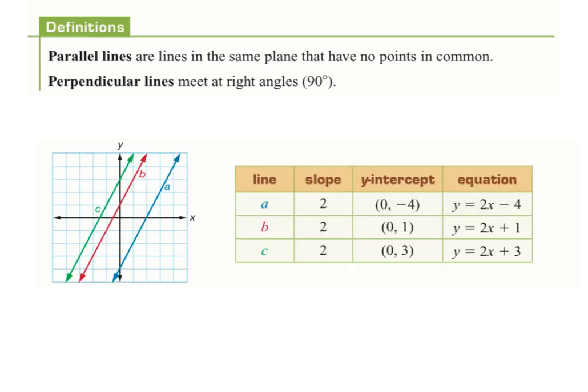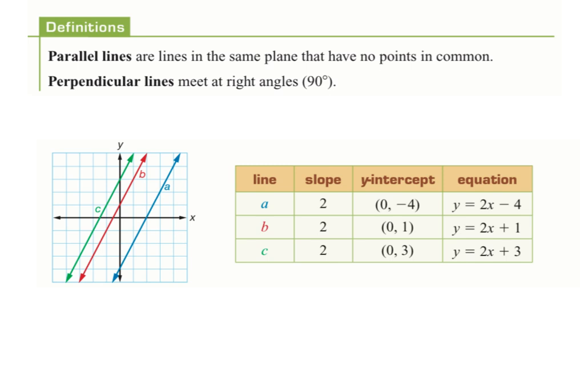All right? And so they've given us some parallel lines. A, B, and C are all parallel. You can see that visually. And then they have told us what the slope is. What do you notice about the slope? It's the same. It is the same. But what do you notice about the y-intercepts? Those are different. All right? So anytime two lines have the same slope with a different y-intercept, they will be parallel.